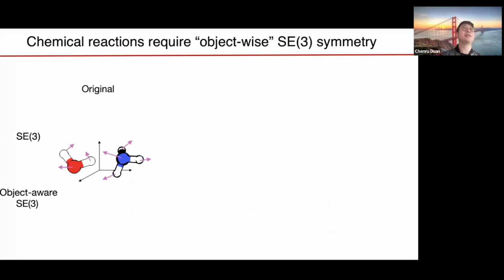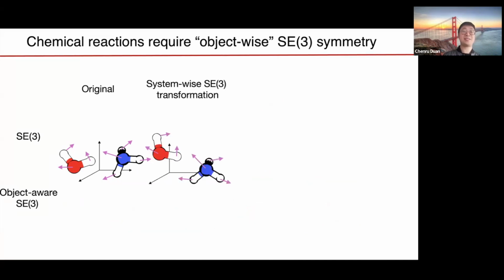Okay, I already touched a little on the unique symmetry, which we call object-wise SE3 symmetry. What does it really mean here? I'll make a very simple example to demonstrate. Imagine that we have two molecules like this. One of them is a reactant, one of them is a product.